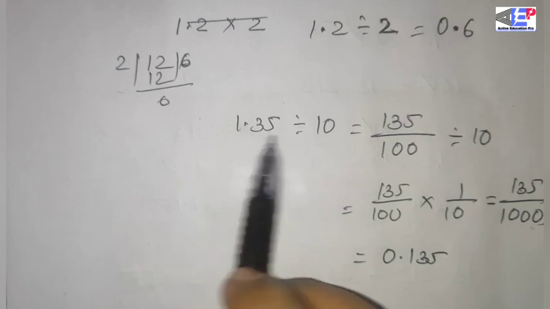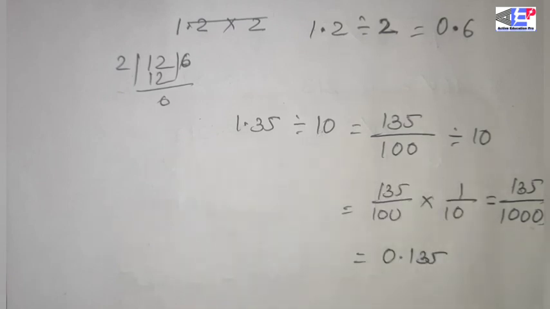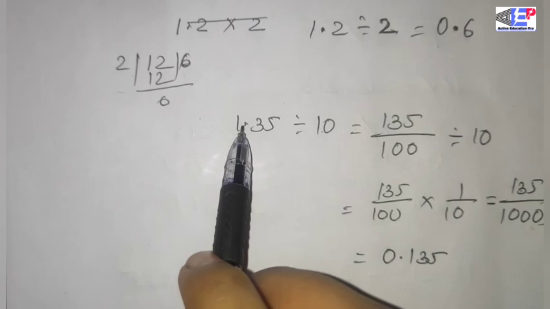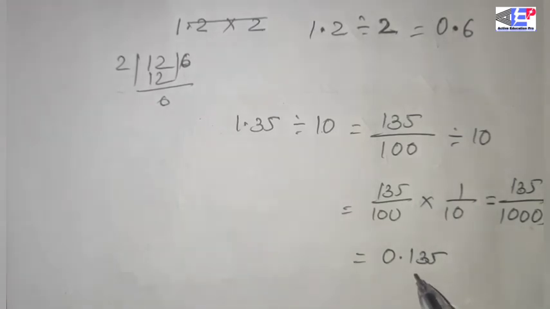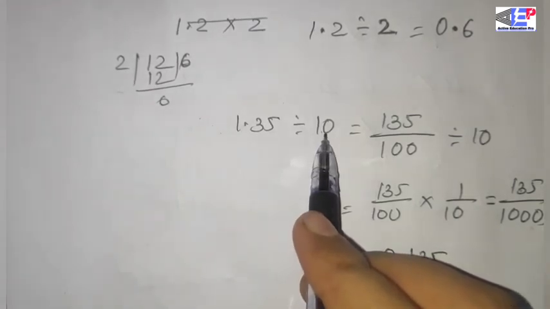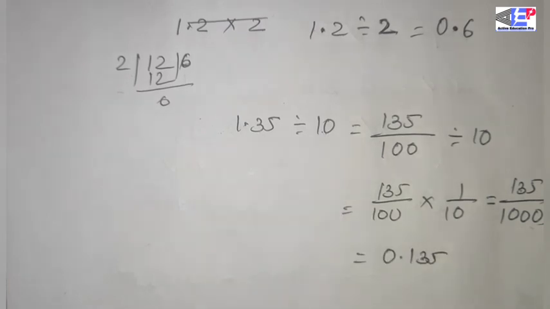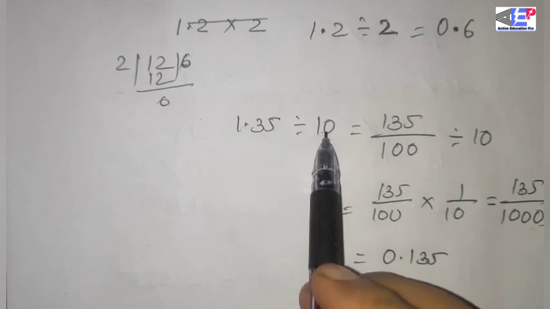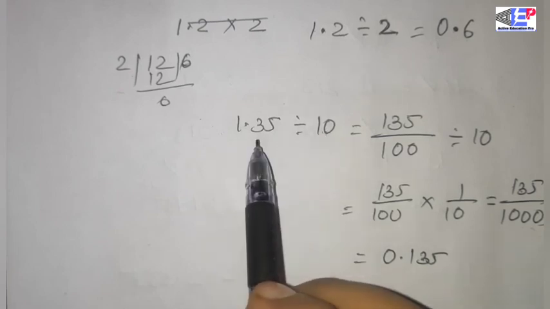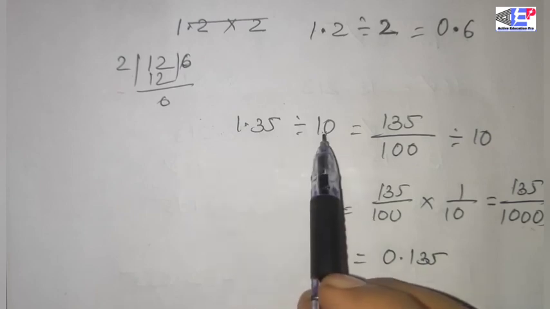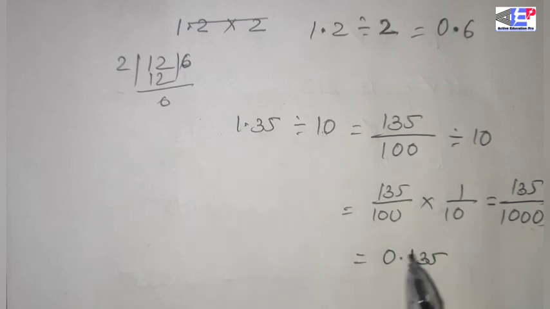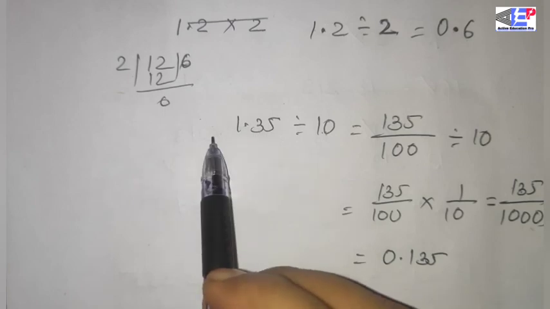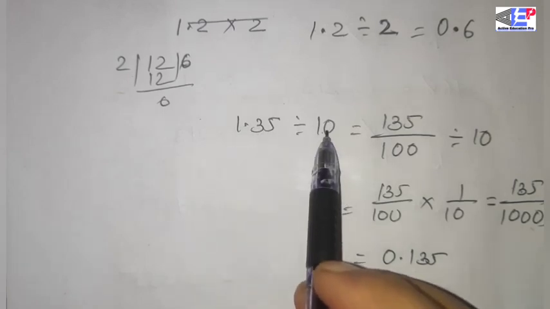So when you divide by 10 or multiples of 10, the decimal point moves according to the number of zeros in this divisor. At the time of multiplication, when you multiply by 10 or multiples of 10, the decimal point moves from left to right according to the number of zeros present. But in the case of division, when you divide by 10 or multiples of 10, the decimal point moves right to left according to the number of zeros present in this divisor.